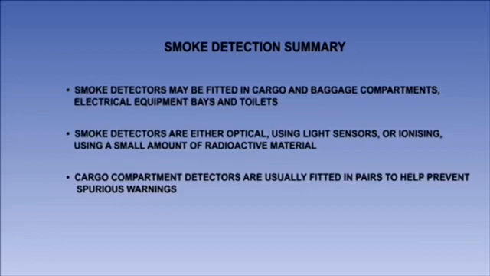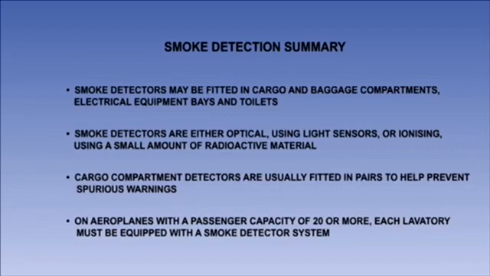Cargo compartment smoke detectors are usually fitted in pairs to help prevent spurious warnings, both detectors needing to sense smoke before a warning is given. It is a regulatory requirement that on aeroplanes with a passenger capacity of 20 or more, each lavatory must be equipped with a smoke detector system or equivalent that provides a warning light in the cockpit or provides a warning light or audible warning in the passenger cabin that will be readily detected by a cabin crew member.